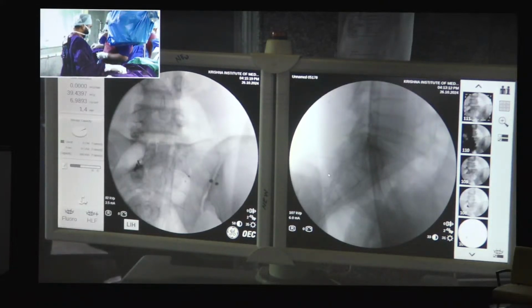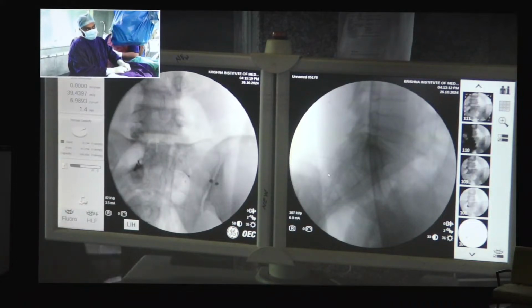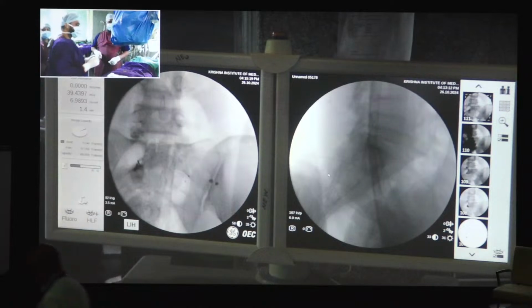Sometimes with fluoroscopy, it's difficult to visualize the sacral foramina. Ultrasound actually can help us to locate the foramina, and then we can mark it, and then we can proceed with the help of fluoroscopy. Done. Thank you.